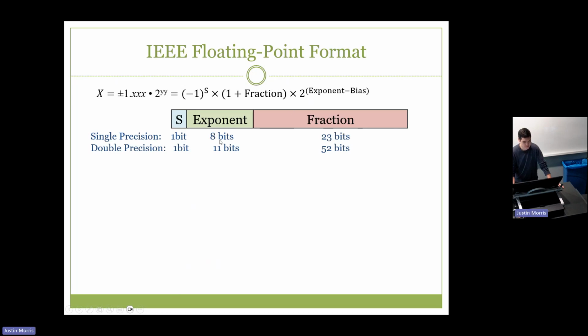And this is it for our 2 representations. The sign bit is always just 1 bit. Our exponent bits for single precision is 8 bits. Double precision is 11 bits. And then our fraction bits are just the rest. So for single precision it's 23 bits. Double precision is 52 bits.